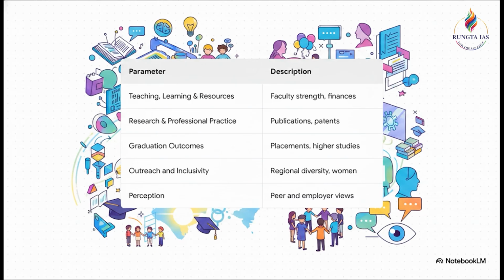But here's the key insight for your analysis. Look at where the focus is. Graduation outcomes gets one of the highest weightages. What does that tell you? It tells you that the government's priority is squarely on employability. And that's a really crucial point for your analysis.